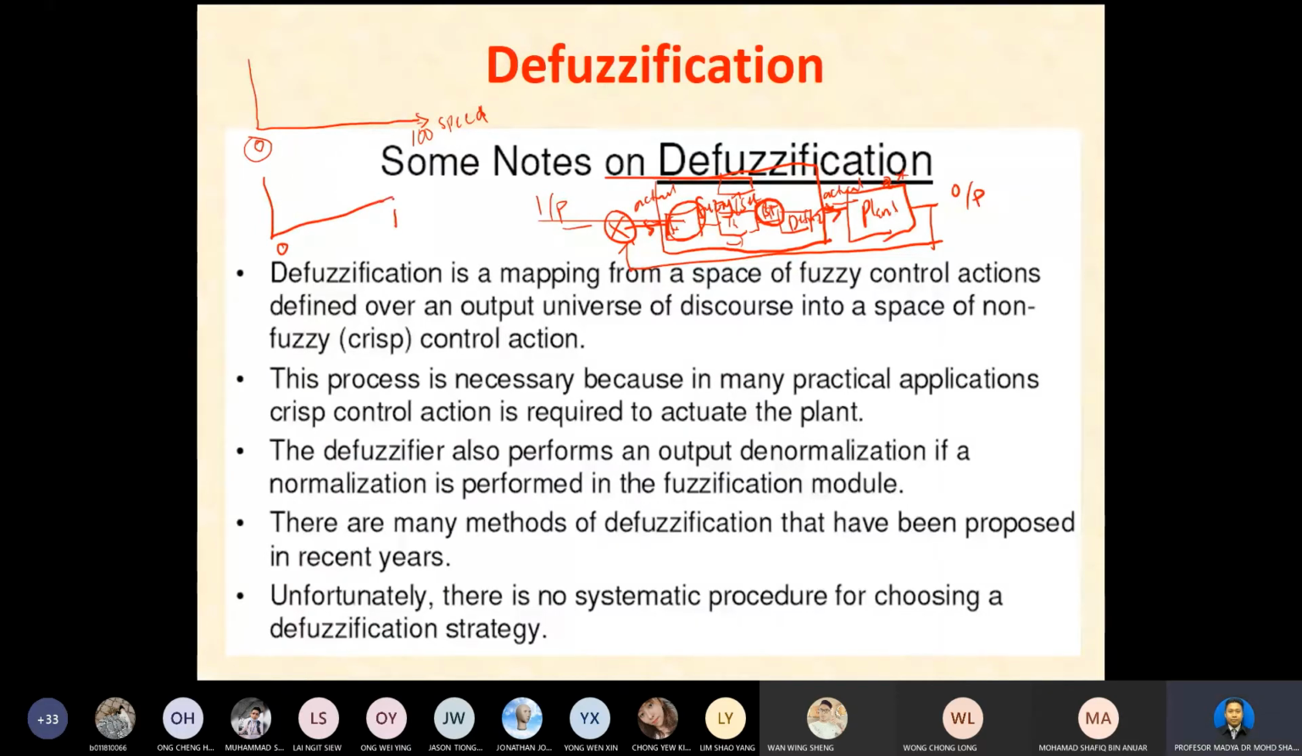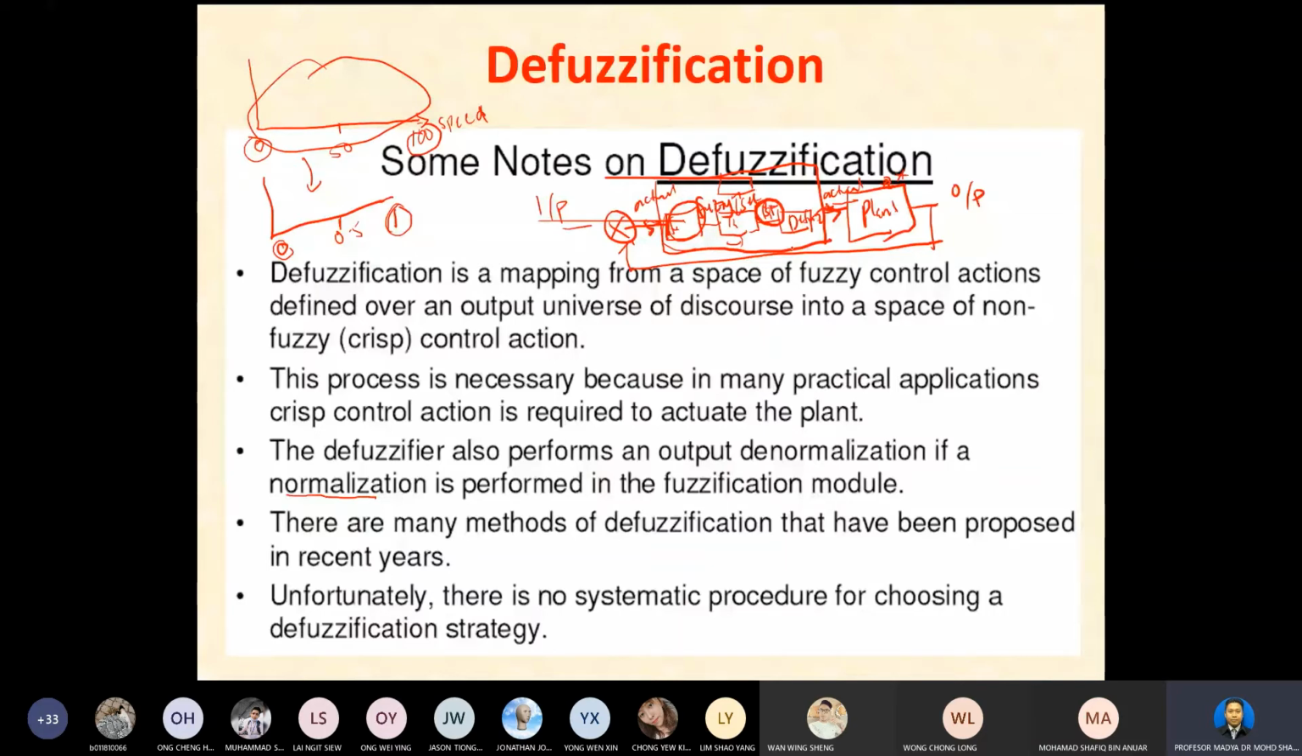0 to 1, but that means 0 is equivalent to 0 and 1 is equivalent to 100. Maybe here, for example, 0.5 is equivalent to 50. This one we call the normalization. This one is the actual, and this goes to the MATLAB. If we do the normalization in the fuzzification, we have to do the denormalization on this part. But with better software in MATLAB, we can use this one.